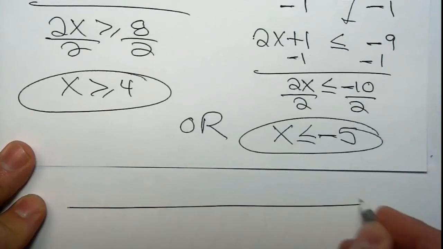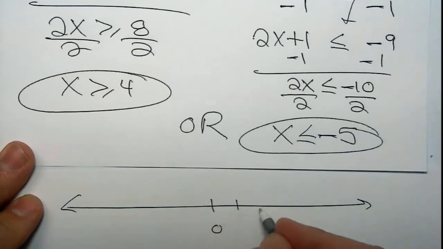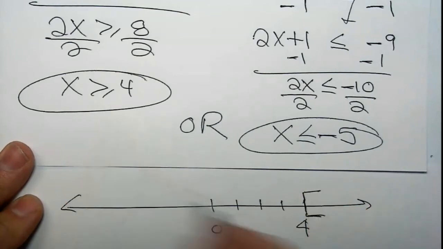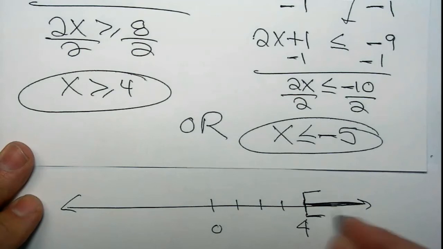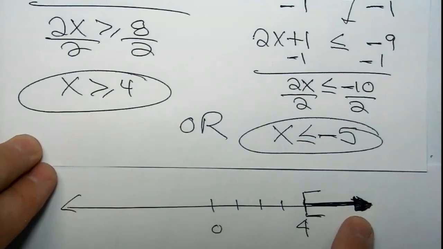So on a number line, what does it look like? A two-interval solution? Well, let's put our 0 here and march out to 1, 2, 3, 4 here. And a hard edge bracket, because 4 is included, and all the numbers bigger than 4. There we go, and I'll put this big bold arrow over here, because you notice that the arrow points to the right.